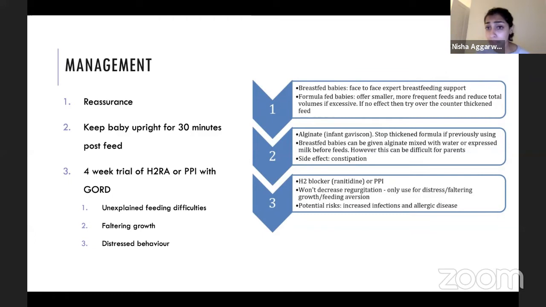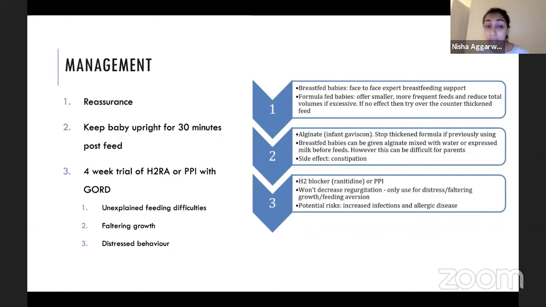For formula-fed babies, you can try smaller and more frequent feeds. So as I mentioned, for example, if we had a baby on 150 ml per kilo per day, say 90 ml every 3 hours, you may say, okay, why don't we try 45 ml every 1.5 hours or 60 ml every 2 hours, and it will reduce the volume in baby's stomach and it will reduce the chance of reflux. And that's a really good conservative option.